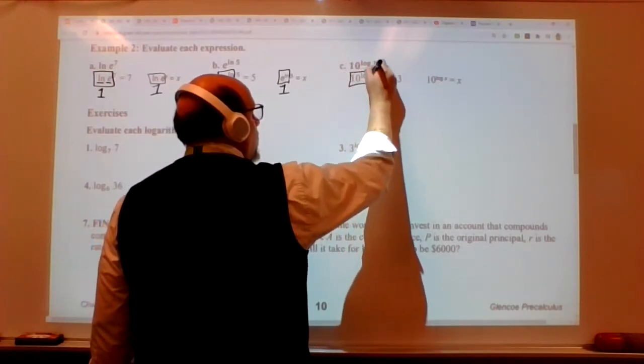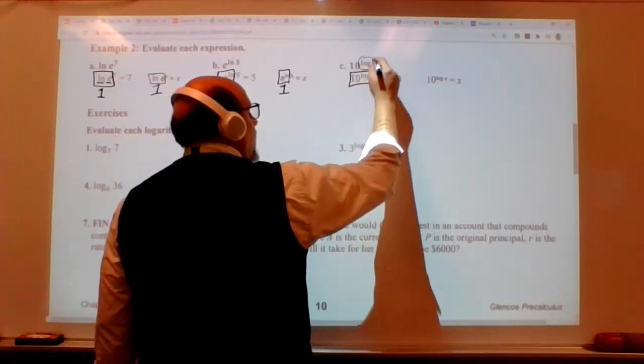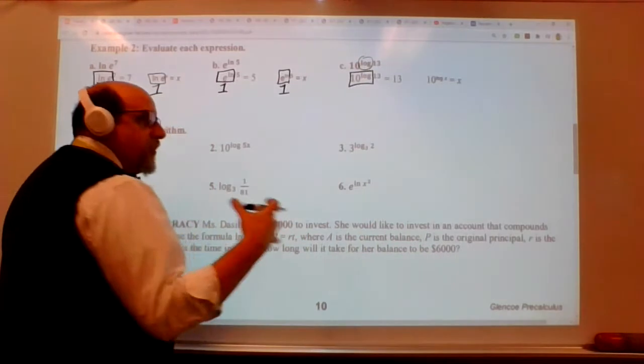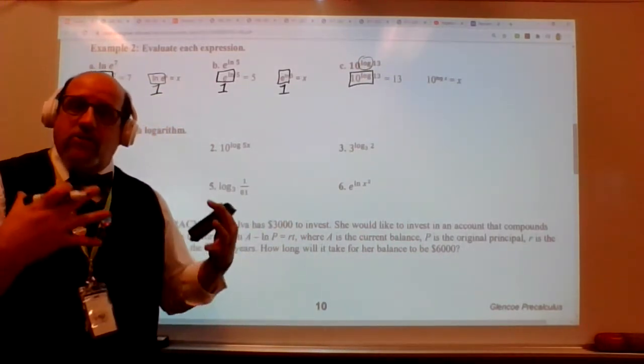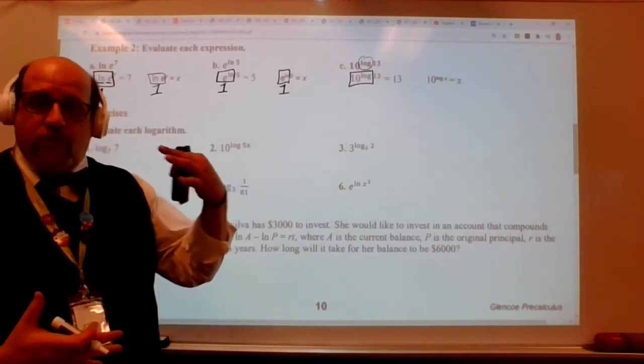Log base 10. This is the new one. Any log that doesn't have a base is our common log. Our common log is base 10. I know it sounds goofy.